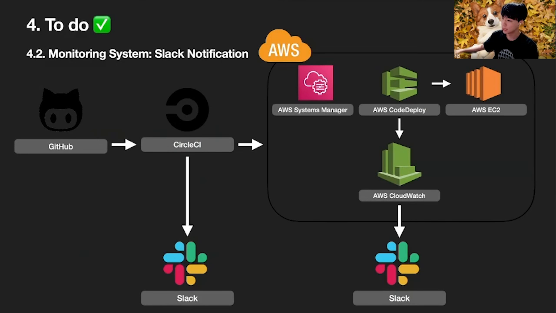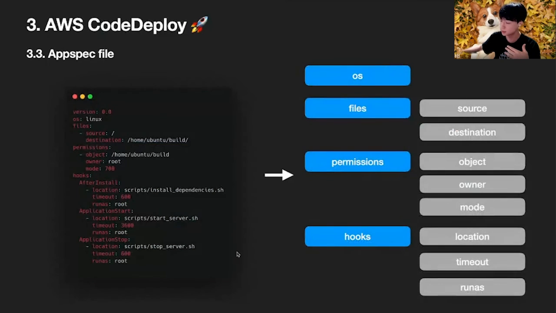Second, I think I need to build a monitoring system to make a Slack notification. As you can see before, CircleCI alerts Slack whether the CI/CD succeeded or not. However, I have to build a new notification system for the code deploy. I'm going to design the system, and I think I'll use CloudWatch and AWS Lambda to make an alert system to Slack about whether my code deploy succeeded or not.